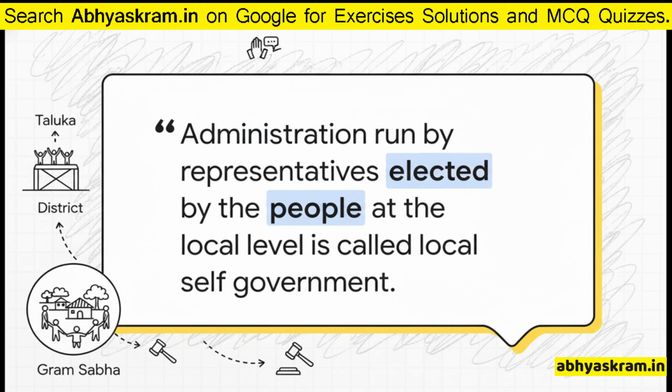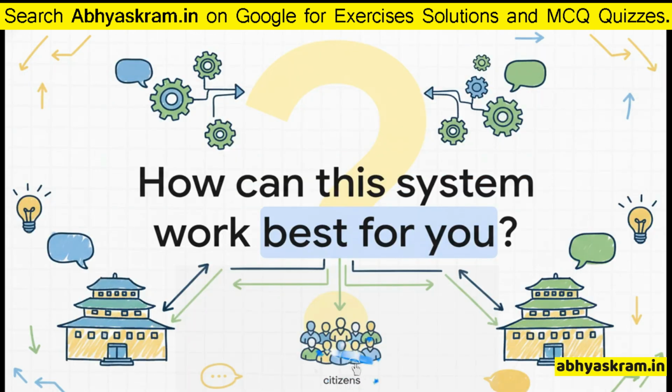You know, this quote really ties everything together perfectly. From the Gram Sabha, where every villager gets a voice, to the elected representatives at the Taluka and district levels, the entire system is built on this one powerful idea: government run by the people, for the people, at the most local level possible. So, we've mapped out the entire structure, from the foundation right up to the top tier.